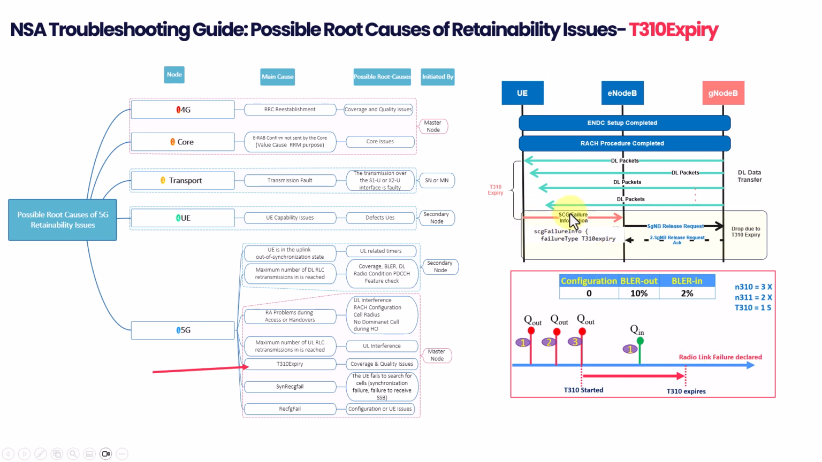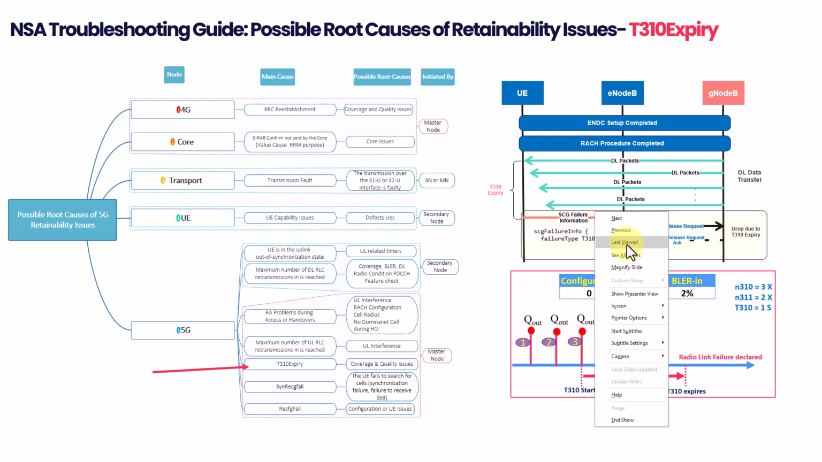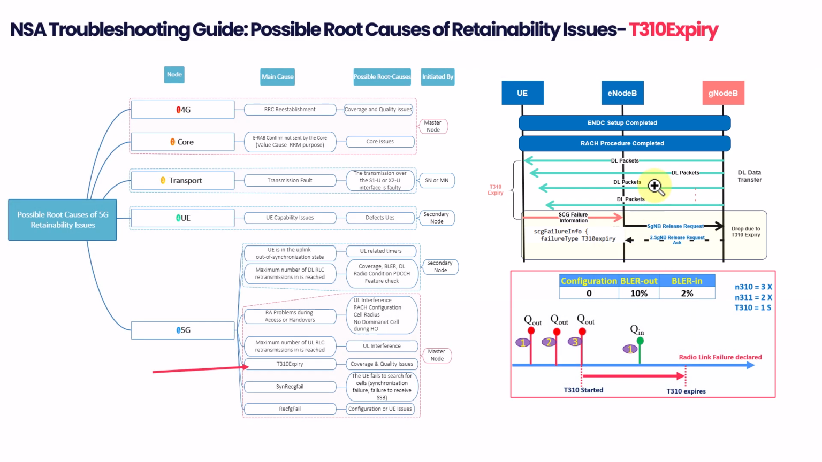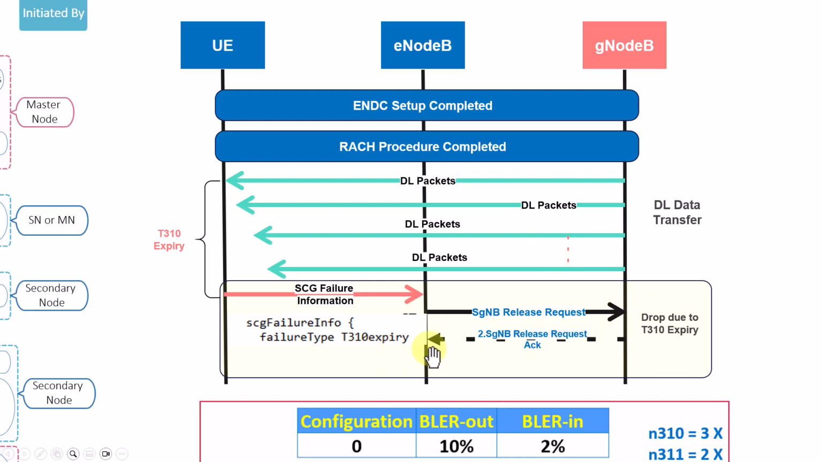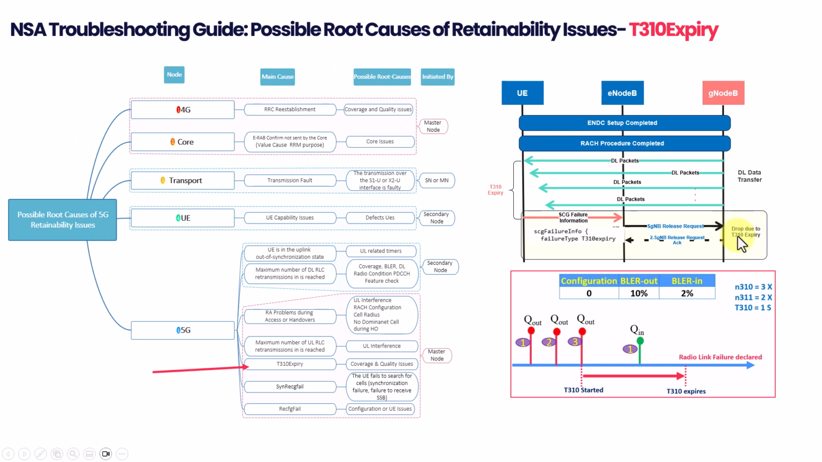The user will send SgNB failure information again, as you can see if you zoom in here, with the same cause, T310 expiry. Then the same procedures follow from the UE to the SgNB to try to release the connection, and this is also dropped due to T310 expiry. This usually happens during quality issues or even coverage issues that can impact your block error rates, for example, for the PDCCH channel.